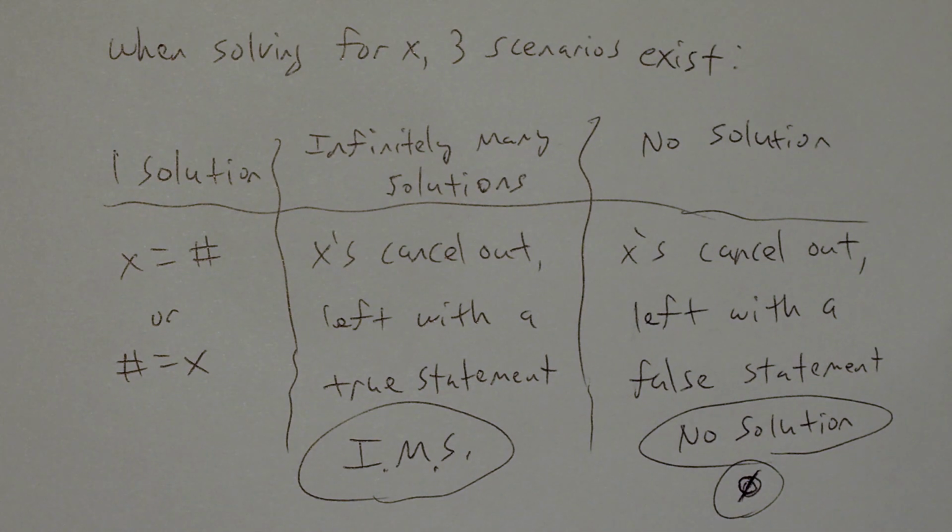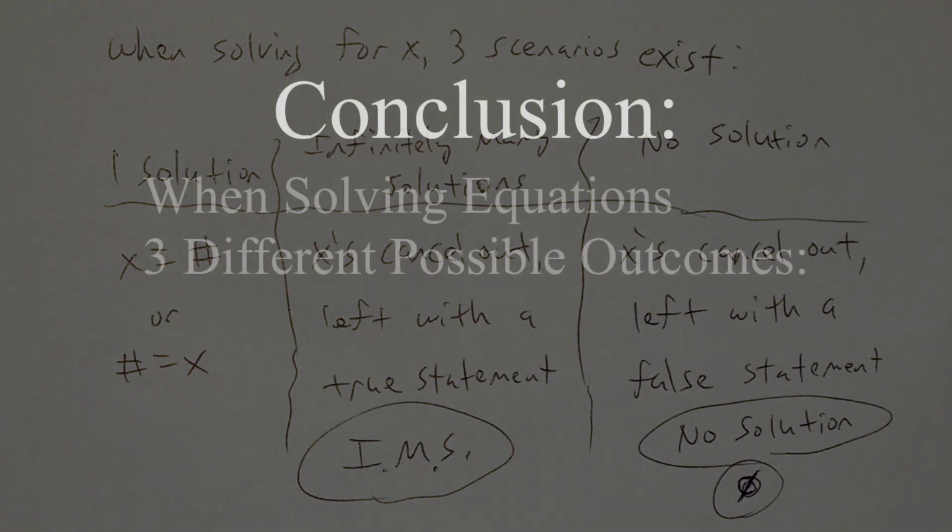Okay, so this concludes our discussion on the 3 different scenarios that exist when solving for x.